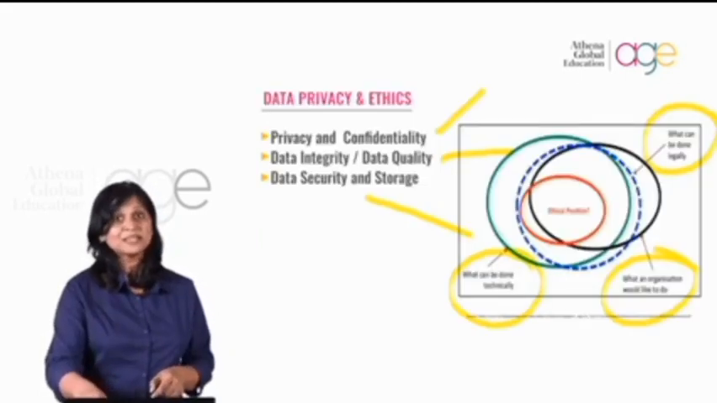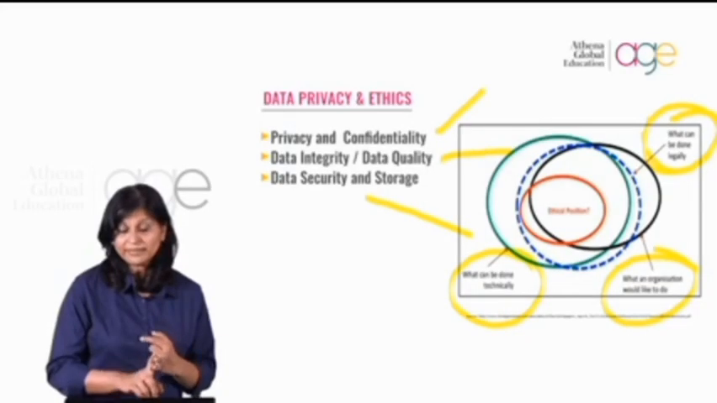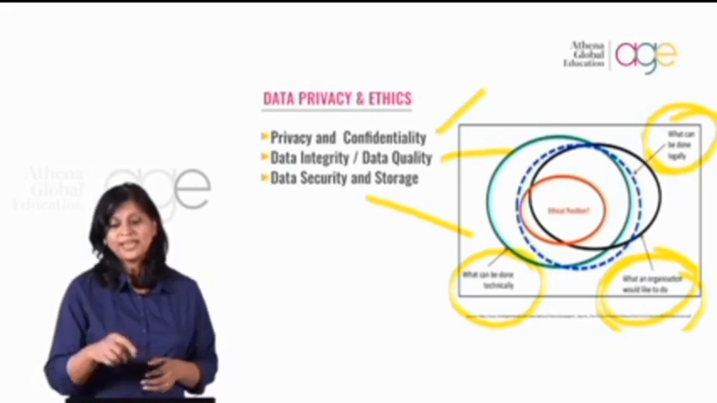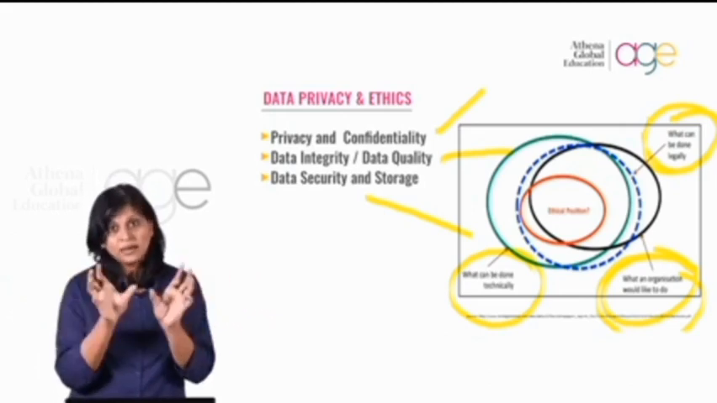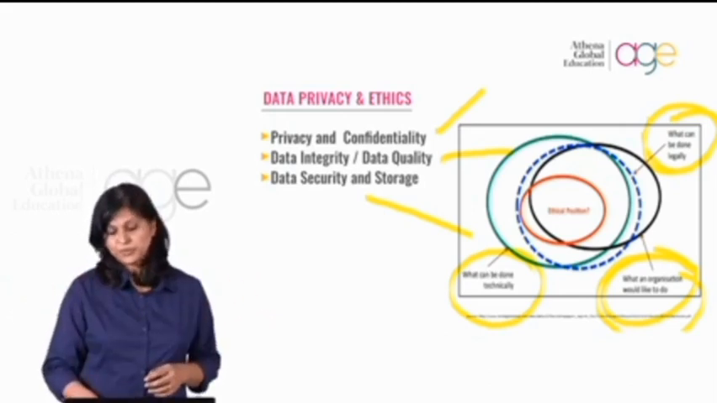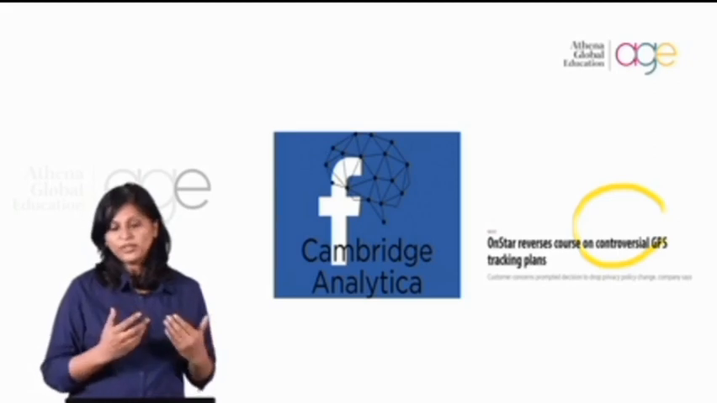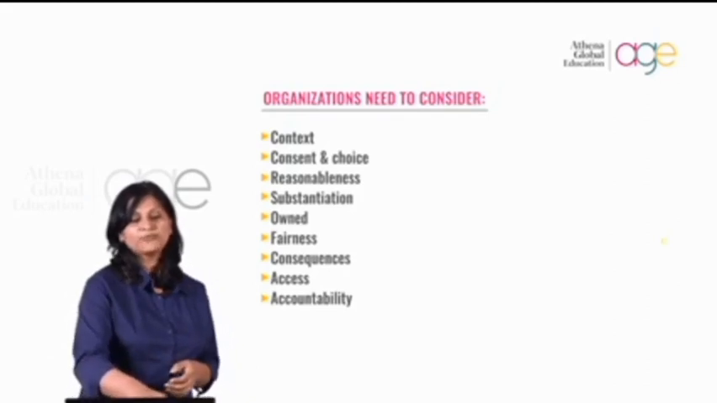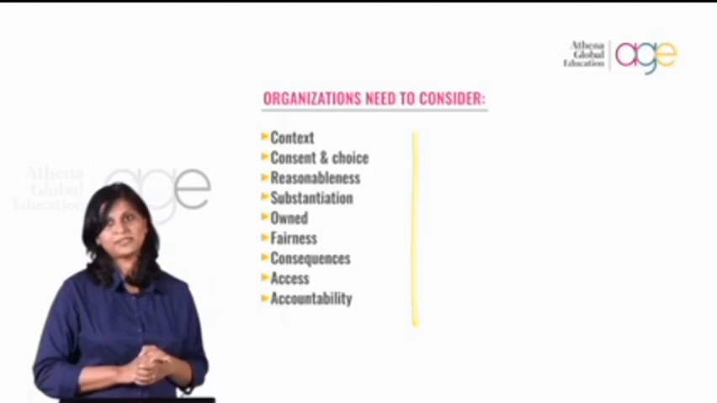Now relate back to these questions again. What can be done legally? What can be done technically? And what is it that the organization would like to do? Where exactly is it going to fall within these legal and technical ranges? Another example was the controversial GPS tracking plan that was provided on the Ford vehicles. So organizations need to consider a few of these important aspects when you are looking at data privacy.